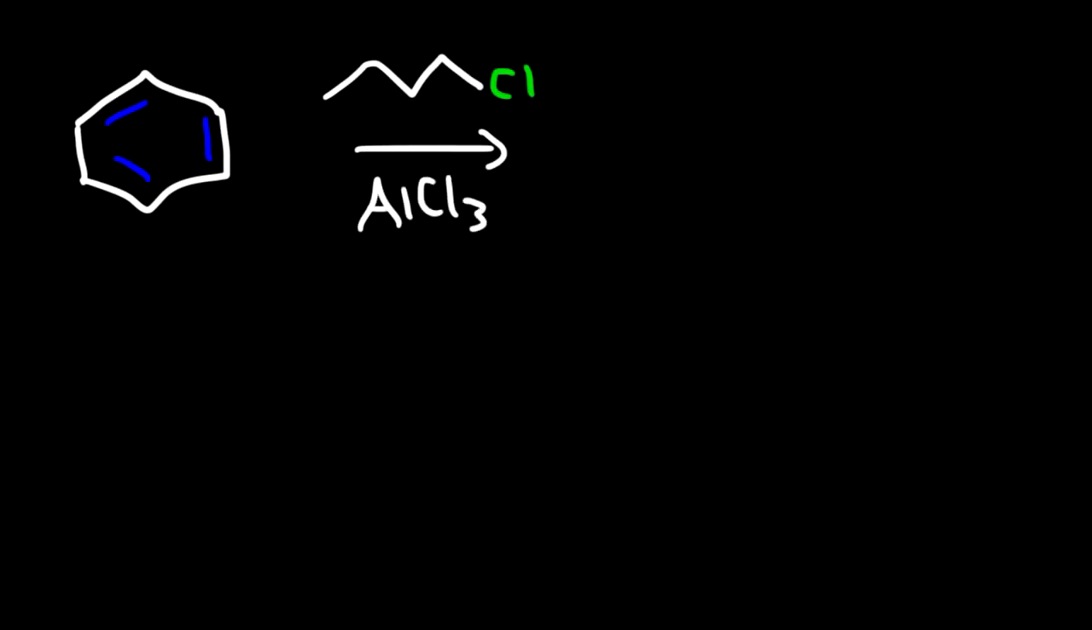So starting with benzene, let's react it with butyl chloride and aluminum chloride. What's going to be the major product in this reaction?